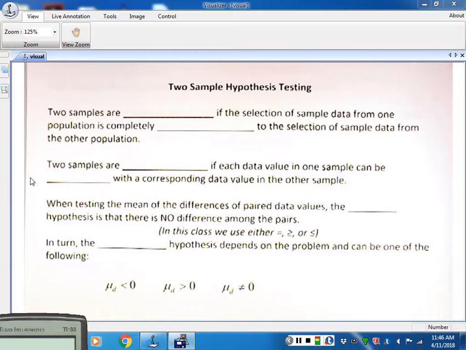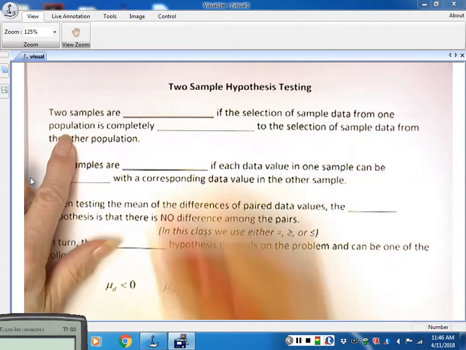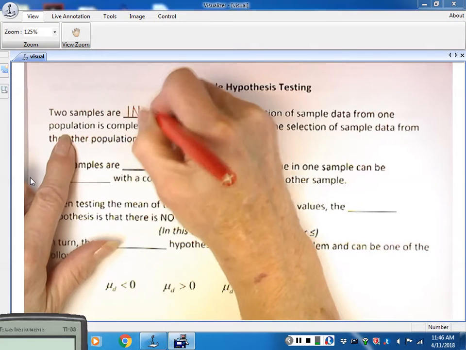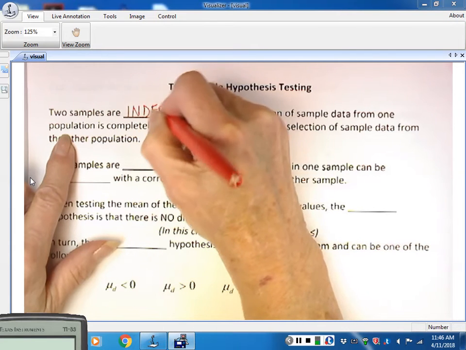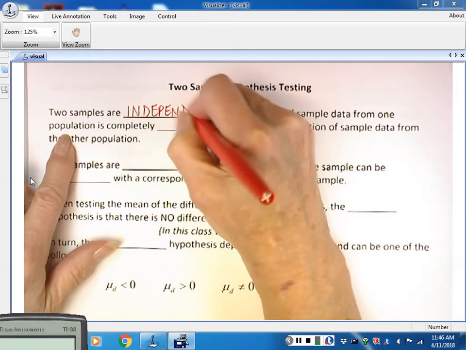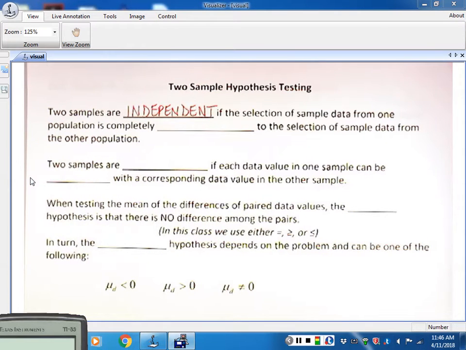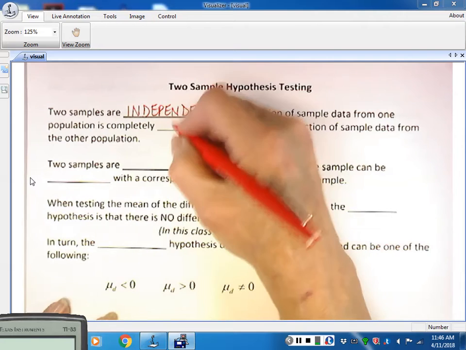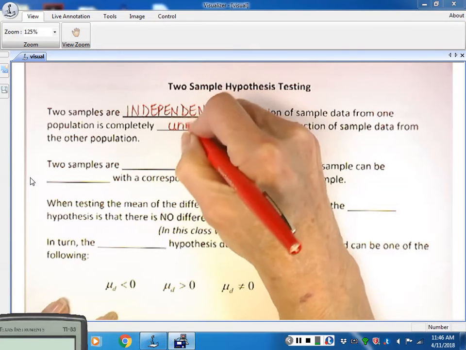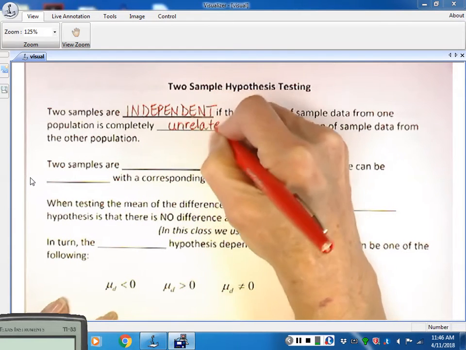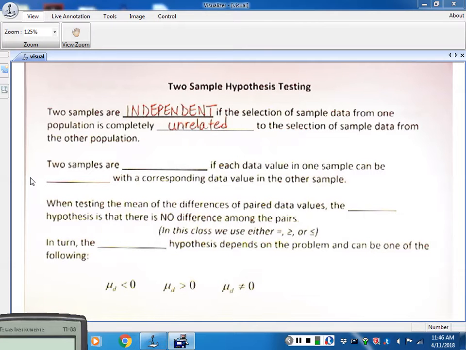First part is a vocabulary type of situation. 2 samples are independent. That's the word you're looking for here. Two samples are independent if the sample data from one population is completely unrelated to the selection of sample data from the other population.